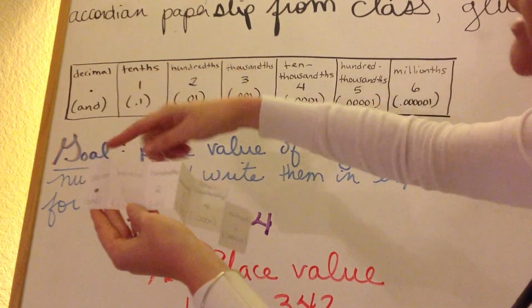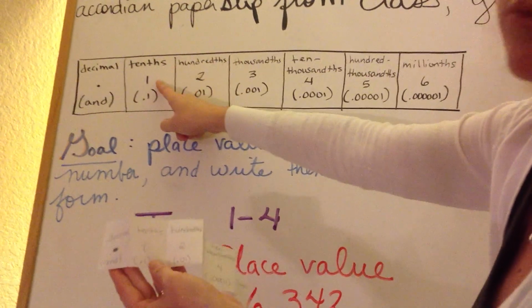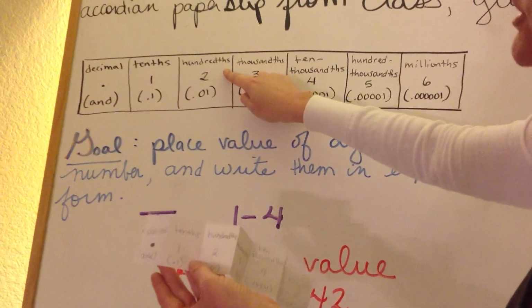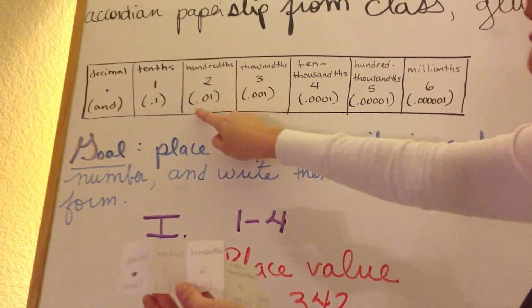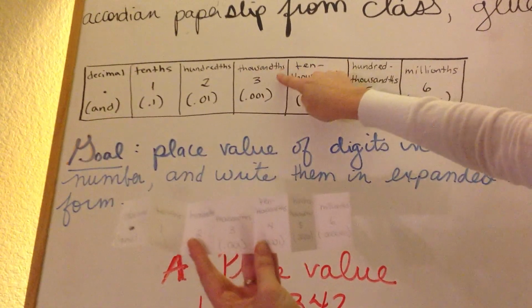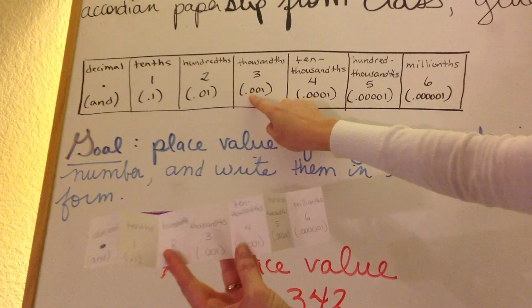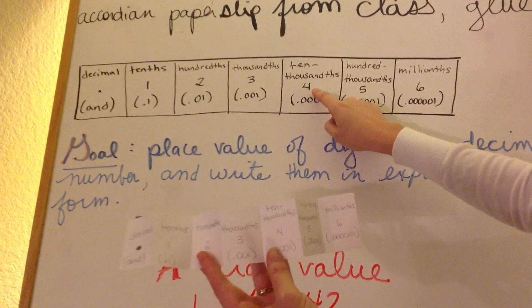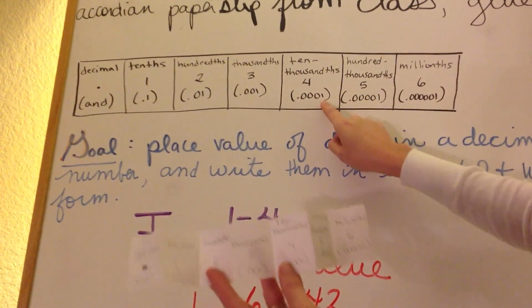And then next square, it's the tenths place. It's the first place after the decimal. It looks like this, 0.1. Then you'll do hundredths. It's the second place after the decimal, 0.01. And you write it all in here. Thousandths is the third place after the decimal, 0.001. Ten thousandths is the fourth place after the decimal, 0.0001.